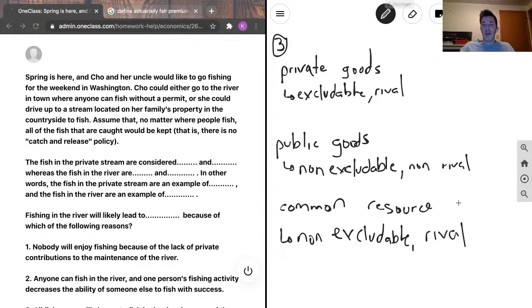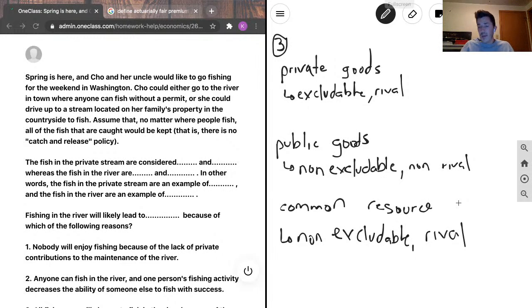Something is rival. That means that my consumption will impact your ability to also consume that good. So for example, like a box of cereal, if I have a bowl of cereal, there is now less cereal left for you. And if I were to finish the cereal, there would be none left for you. So private goods are goods that are excludable and rival.